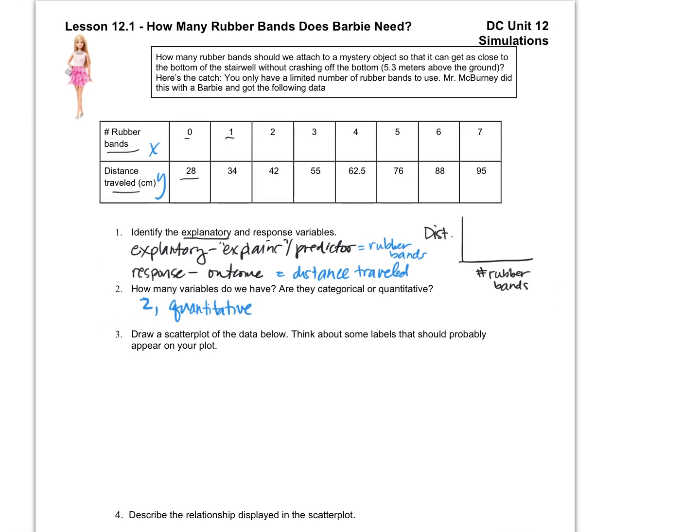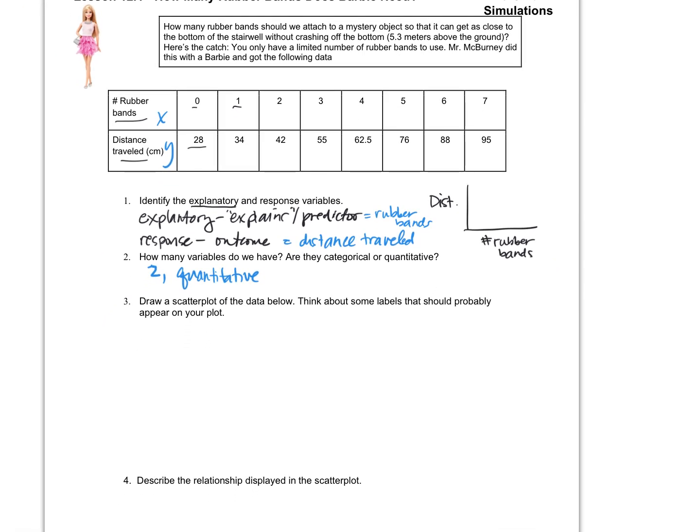Now, scatterplot. Think of some labels that should probably appear on your plot. Okay, we're going to do a scatterplot. We're going to actually make this graph. It's not going to take but a second because there's only 7 points. Number of bands. And it goes from 0, 1, 2, 3, 4, 5, 6, 7.